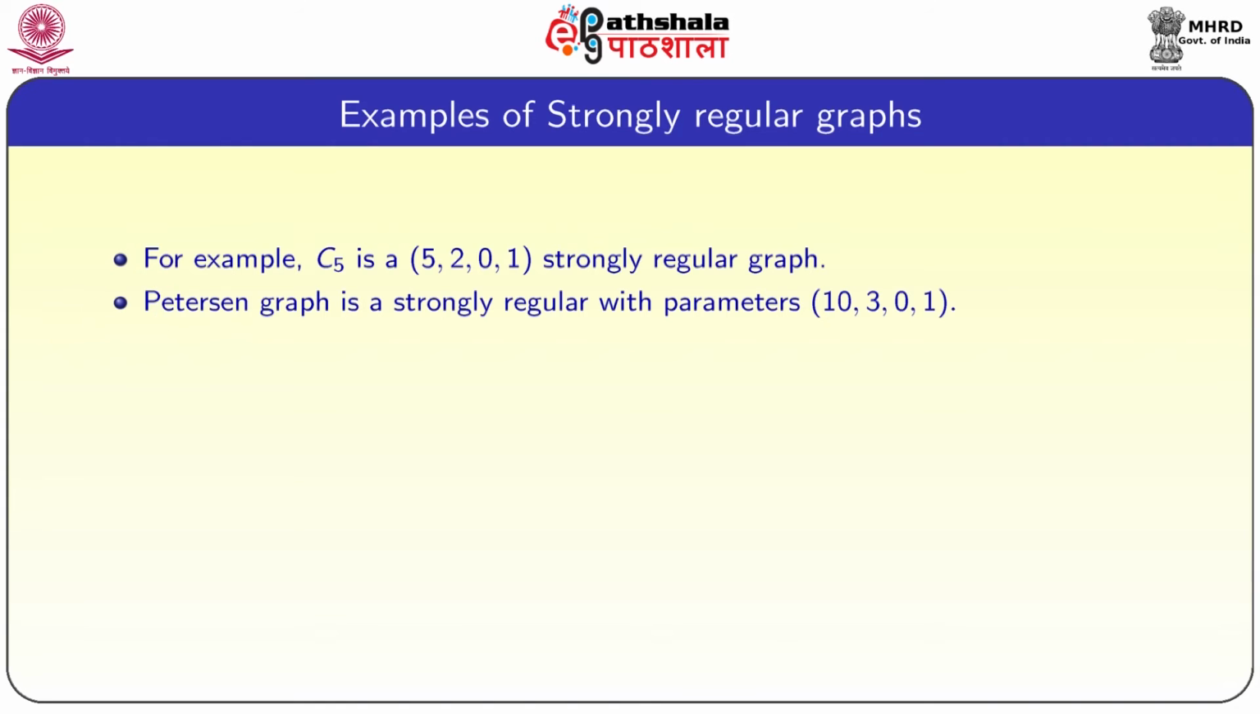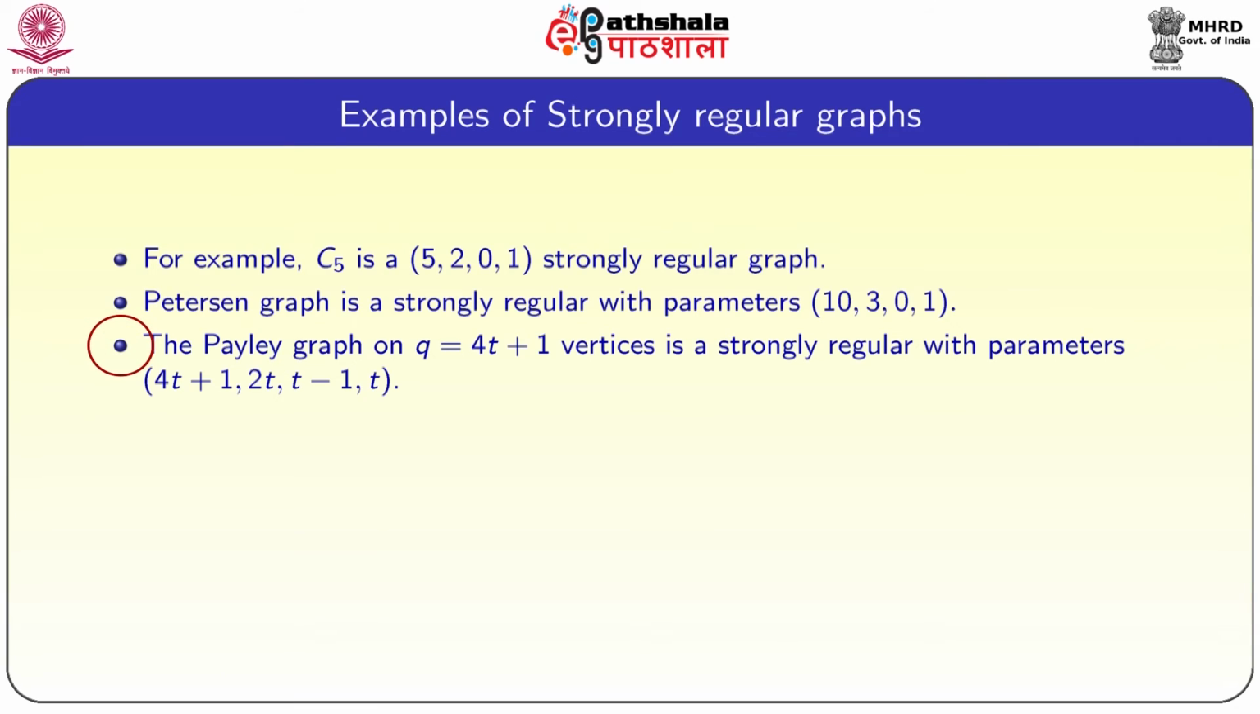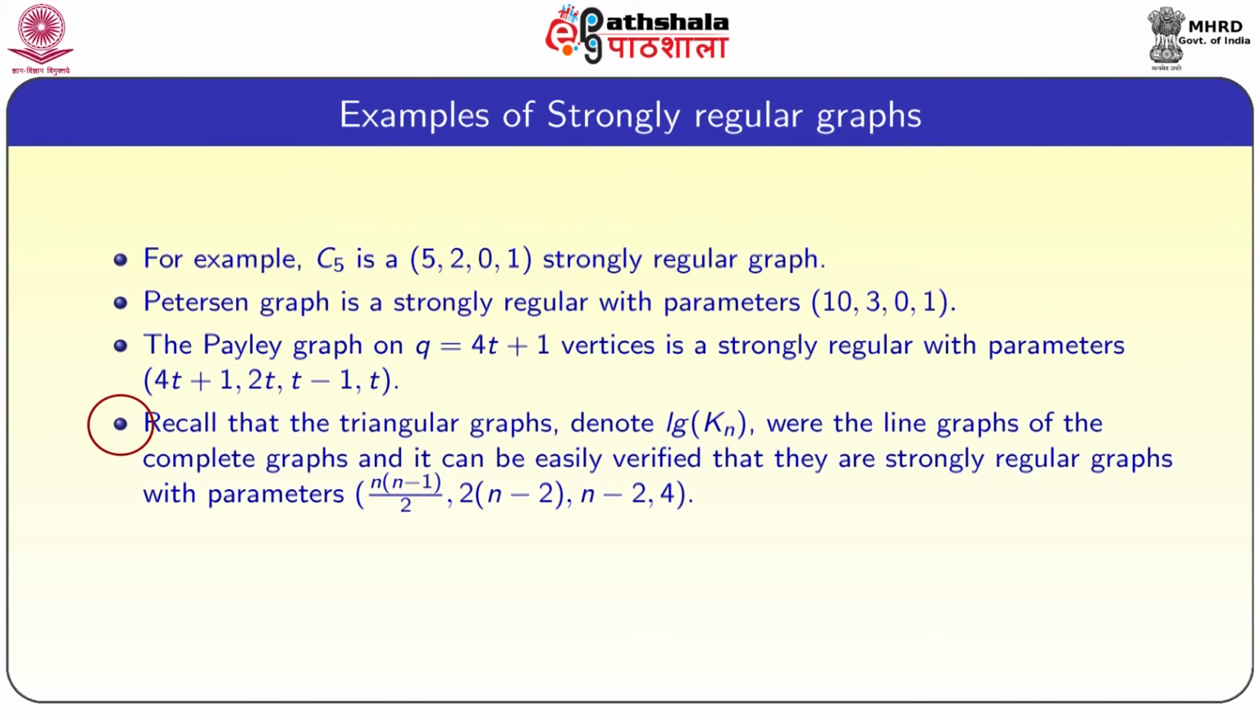The Petersen graph is a strongly regular graph with parameters 10, 3, 0, 1. A Paley graph on q equal to 4t plus 1 vertices is strongly regular with parameters 4t plus 1, 2t, t minus 1 and t. Recall that triangular graphs, denoted T n, are line graphs of the complete graphs K n, and it can be easily verified that they are strongly regular graphs with parameters n into n minus 1 by 2, 2 into n minus 2, n minus 2, comma 4.